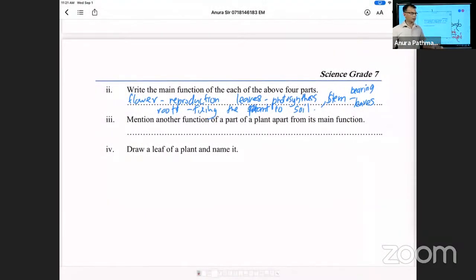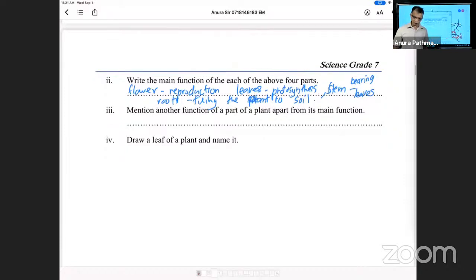So then the answer should be the leaves for photosynthesis. Give the exact, precise answer. Mention another function of a part of a plant apart from its main function.